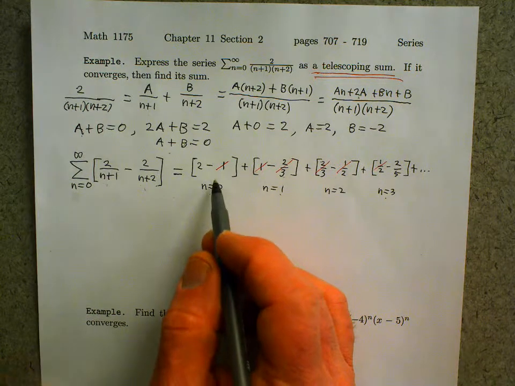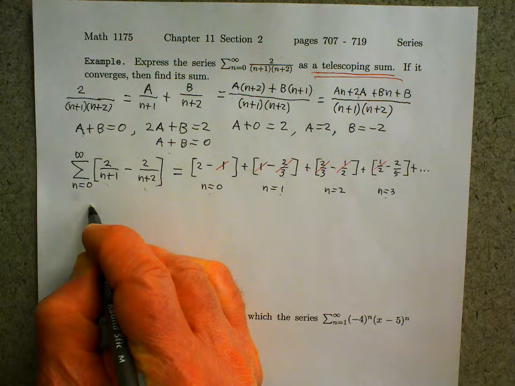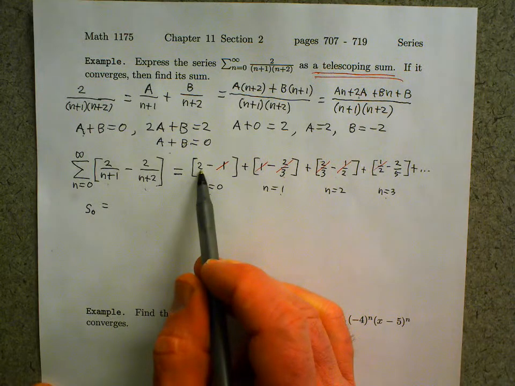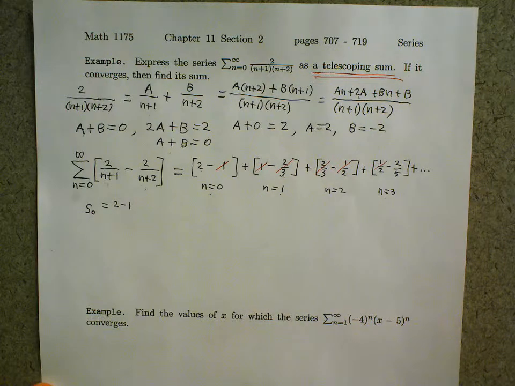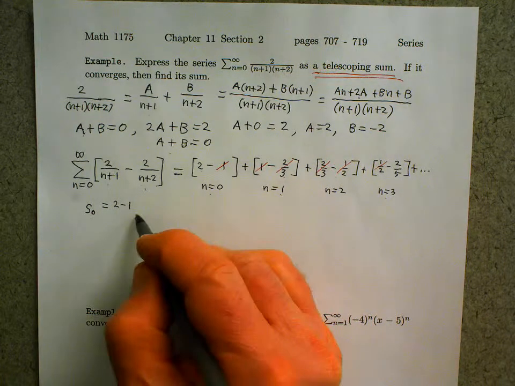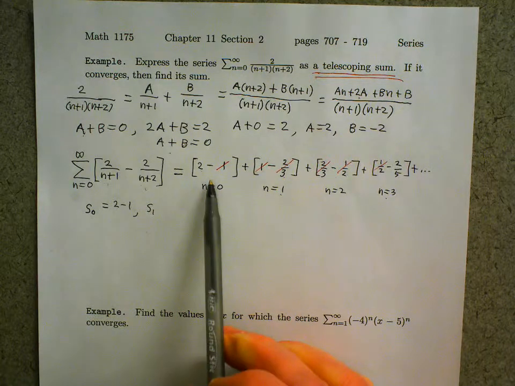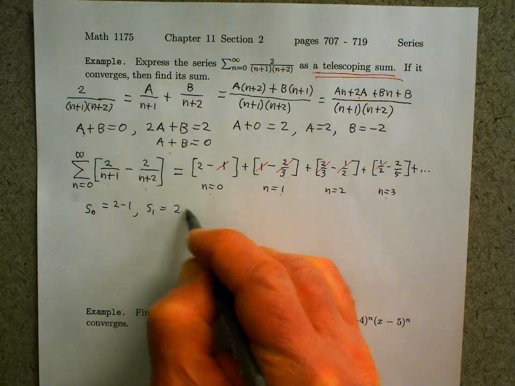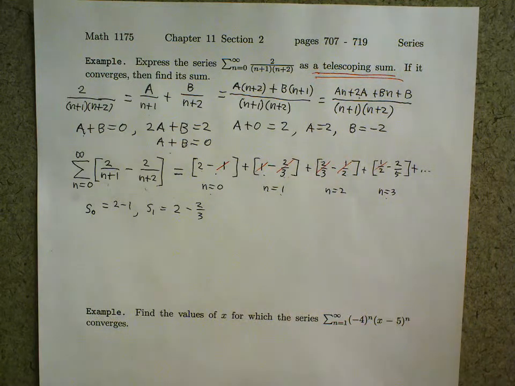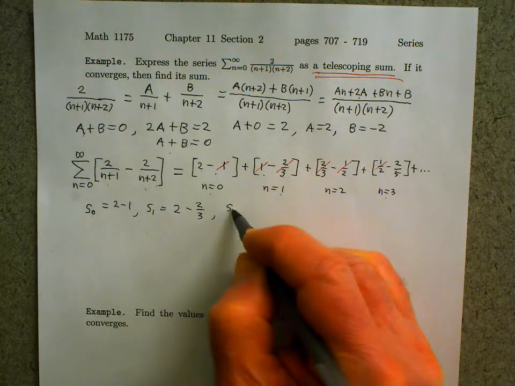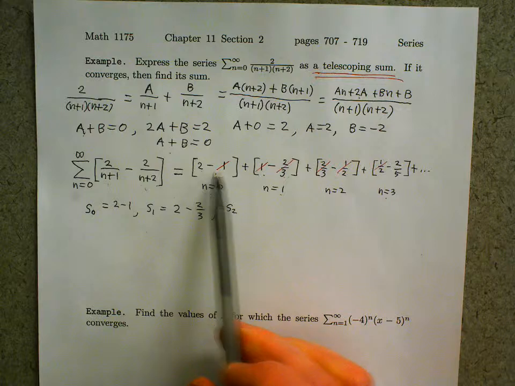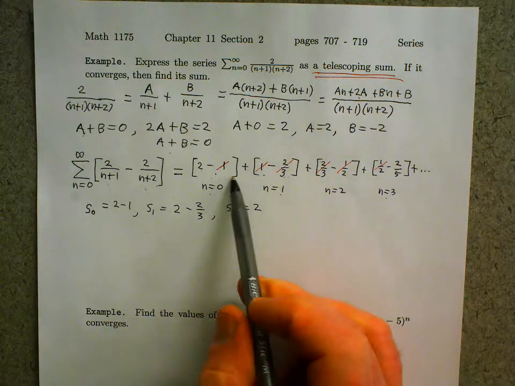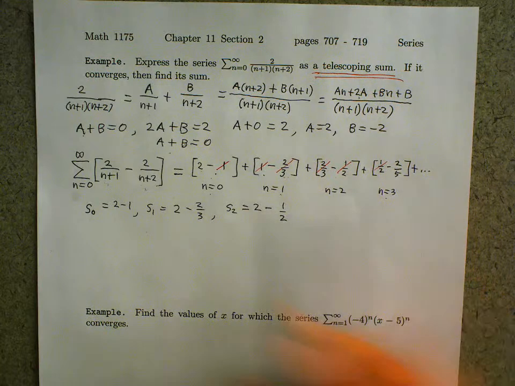So I'll write down a few of the partial sums. So n starts at 0, so s sub 0 is the first partial sum. That's just 2 minus 1, or 1. The next partial sum is 2 minus 1 plus 1 minus 2/3. So here I'll write it as 2 minus 2/3, because the minus 1 plus 1 cancels. The next term in the sequence of partial sums is the first term plus the second term plus the third term. So we get 2 minus 1/2 for the sum of the first three terms.